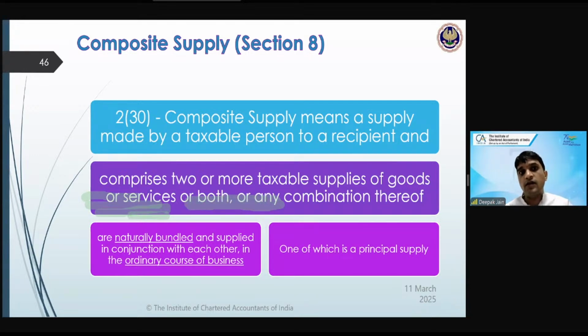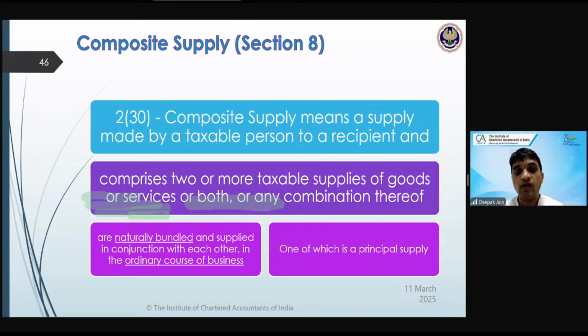Which means what? If there are two supplies which are happening, and both the supplies are happening together and they are naturally bundled, that means you are not trying to make two supplies for any other purpose. They are naturally bundled and they are supplied in conjunction with each other. That means if you make one supply, you have to make the other also along with it. That is called in conjunction, meaning together. If I do not supply the second supply, the first supply will not be useful. That is the meaning of conjunction in the ordinary course of business.